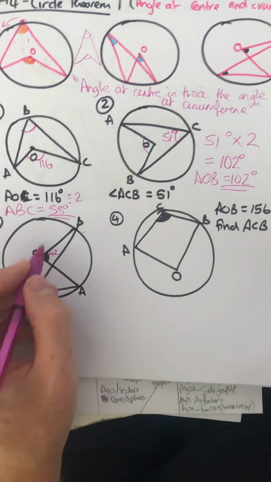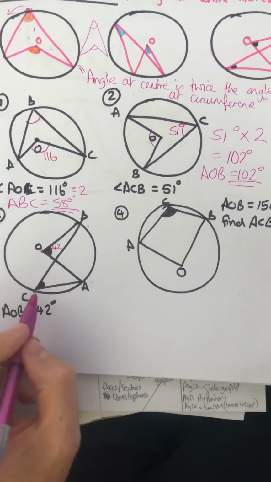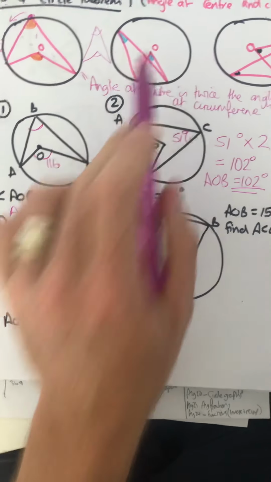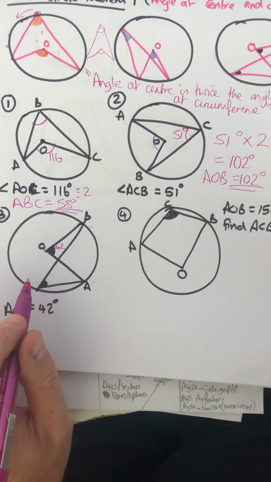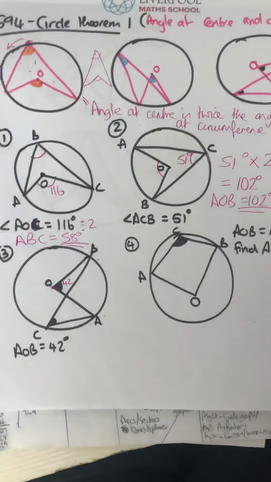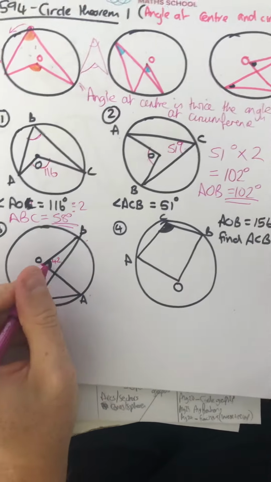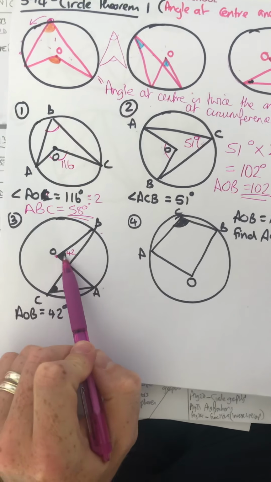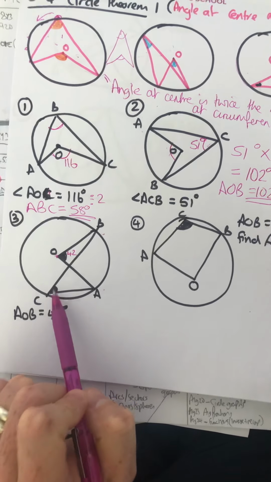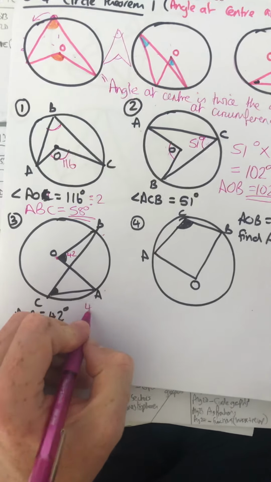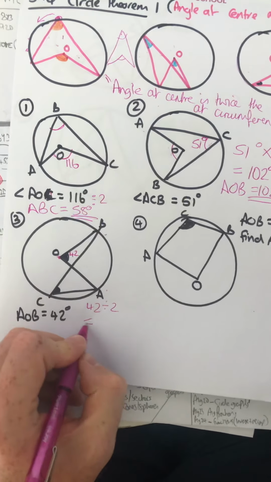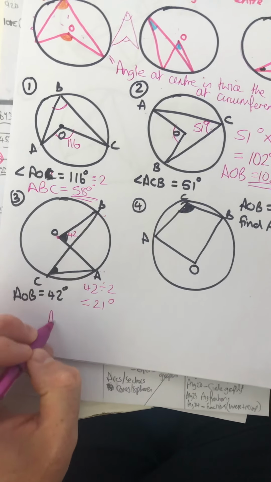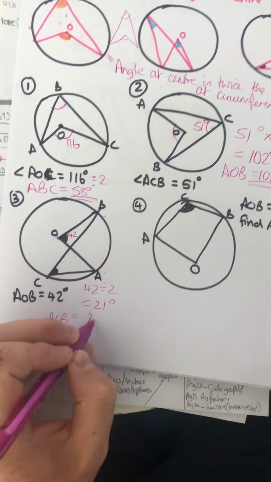Number 3. If AOB is 42, AOB, that one's 42. So that's the angle at the centre, because this O is the centre. If I move this round here, it looks like that one. So this one looks like this one. So it means it's the same rule. Angle at the centre is twice the angle at the circumference. So if that's 42, the angle at the centre is twice the angle at the circumference. That means this one has got to be half of that one. So 42 divided by 2 is 21 degrees, which means ACB equals 21 degrees.